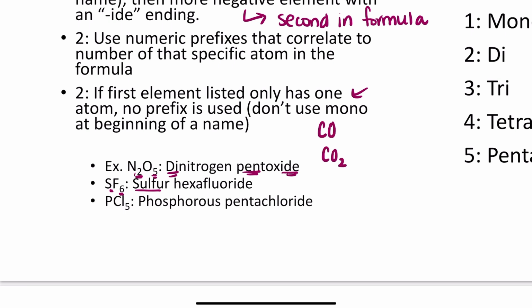Again, another way to kind of show like this example is CO versus CO2. Most people are comfortable with this just from everyday knowledge. CO is carbon monoxide.